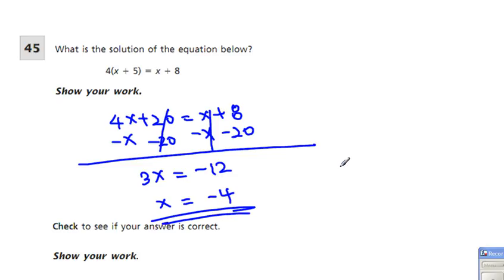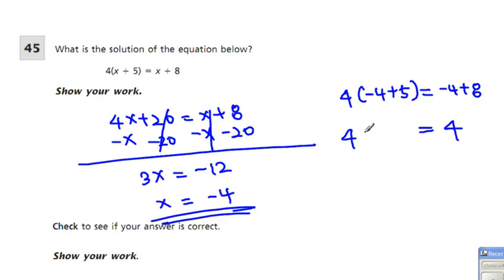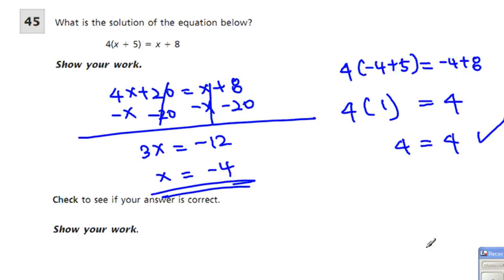Now to check, what we'll be doing is this: 4 times -4 plus 5 is equal to -4 plus 8. Now on the right side, we realize that that's equal to 4. Here, 4 times -1, which is equal to -4. And -4 is equal to -4, therefore it checks out. Alright, with that, we've finished.